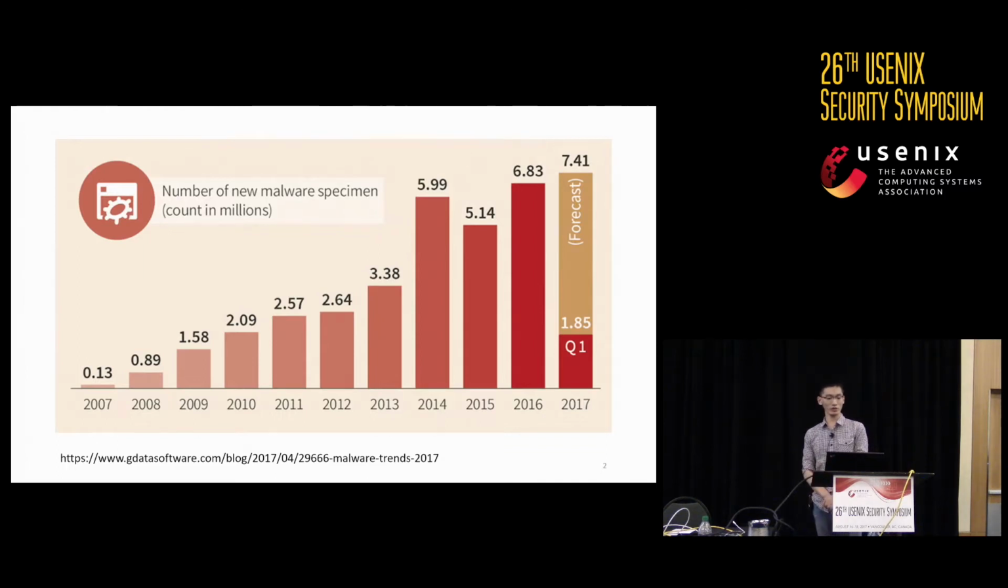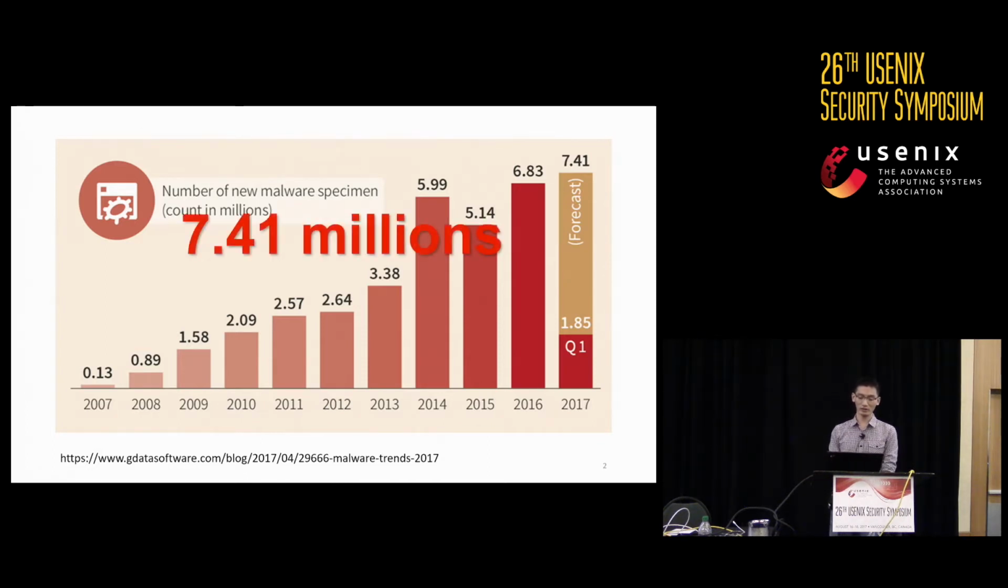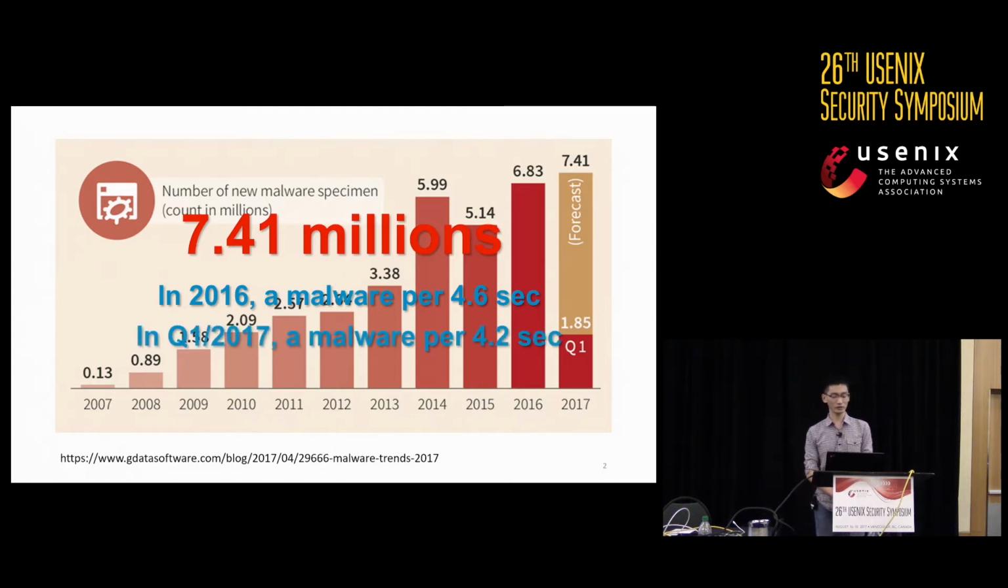This figure illustrates the trend of Android malware. It is forecasted that there will be more than 7 million Android malware by the end of 2017. Also, we can find there was a malware found per 4.6 seconds in 2016. However, in the first quarter of 2017, a malware was found per 4.2 seconds. So Android malware tools that can help the security analysts efficiently analyze the Android malware and quickly detect malware are in urgent need.